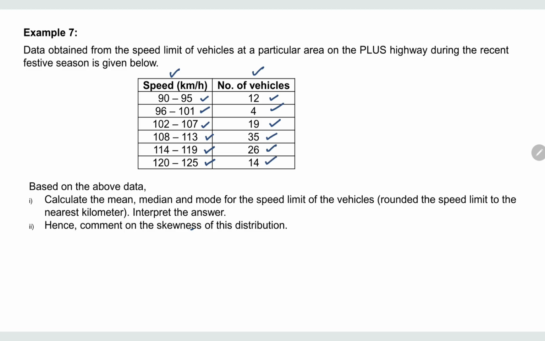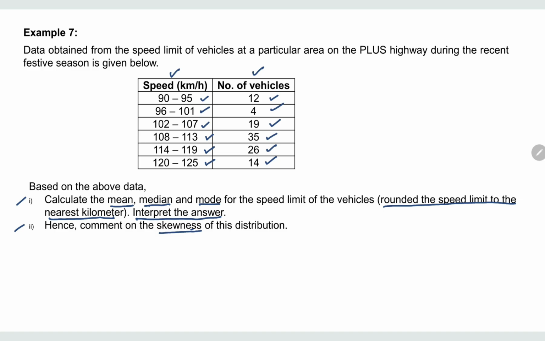So, based on the above information, number 1, calculate the mean, median, and mode for the speed limits of the vehicles, rounding the speed limit to the nearest kilometer. Then, interpret the answer. Number 2, hence find the skewness of this distribution.